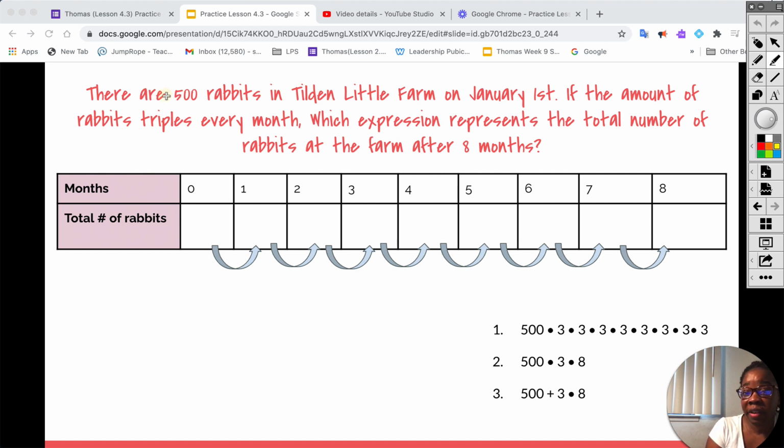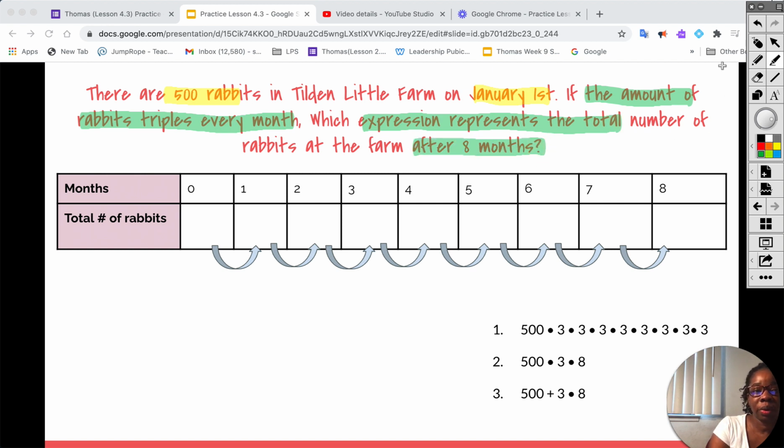details. So there are 500 rabbits on January 1st. That means they're starting out with 500 rabbits. The amount of rabbits triples every month. So we want an expression that represents the total after 8 months. Okay, so that's what we're looking at.